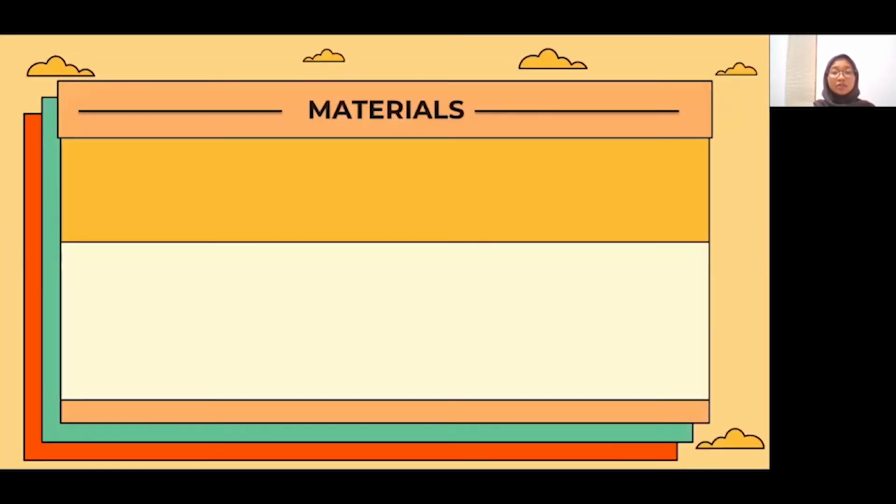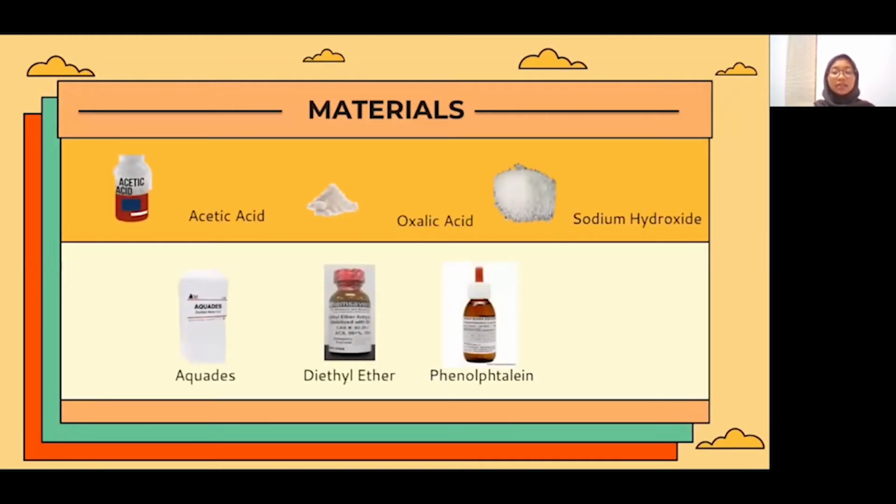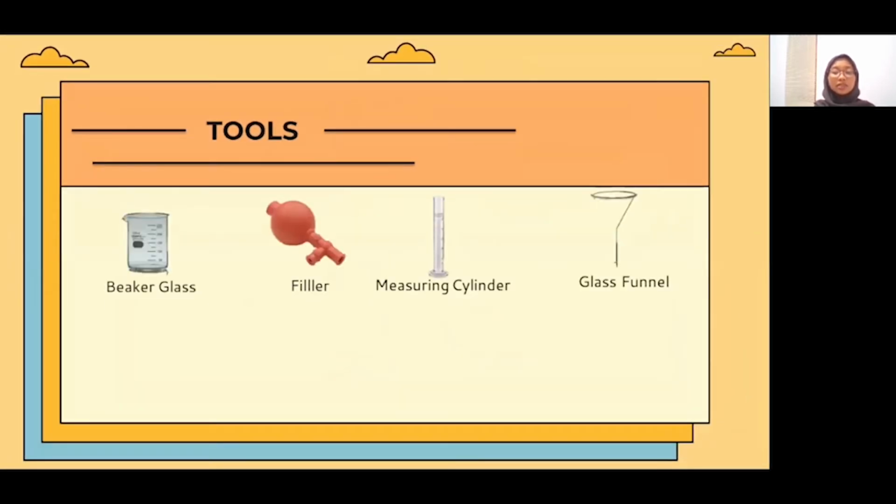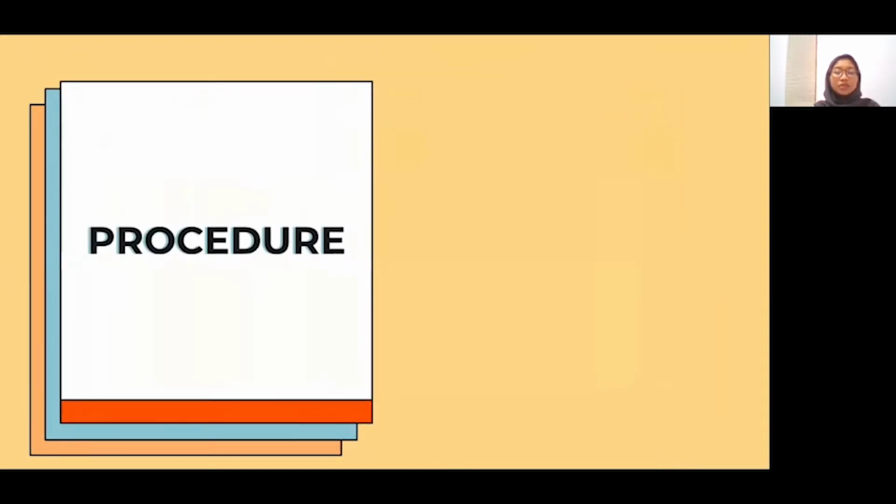The materials of the experiment are acetic acid, oxalic acid, sodium hydroxide, aquadest, diethyl ether, and phenolphthalein. And the tools are beaker glass, filler, measuring cylinder, glass funnel, Erlenmeyer, burette and stand, and the last is measuring pipette. The procedure is divided into 2 stages.